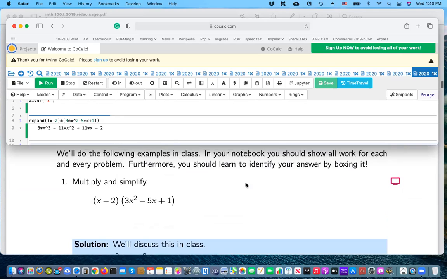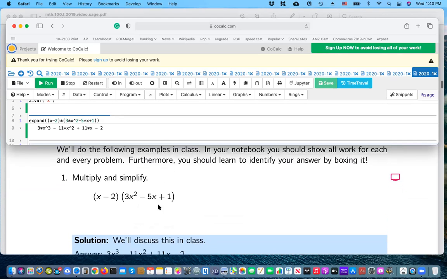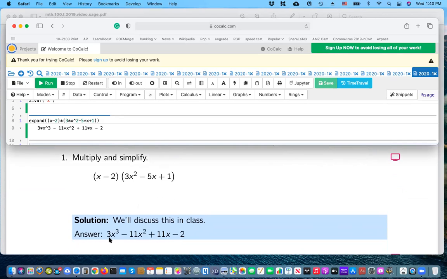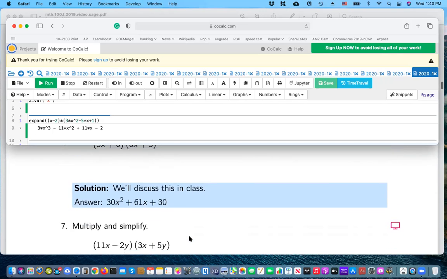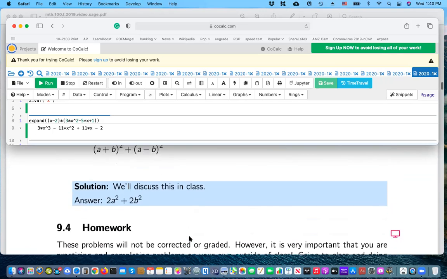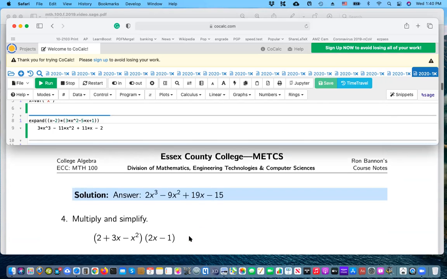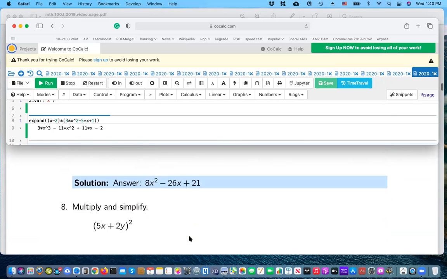Ooh, it's this one here. X minus 2 times 3x squared minus 5x plus 1. Well, what did I say the answer was? I said the answer was 3x cubed. I see that in the Sage code now, minus 11x squared plus 11x minus 2. What I want to try to do is a problem that a lot of students would struggle with. All right, let me go back over the notes, and I think I'm kind of ready for this.